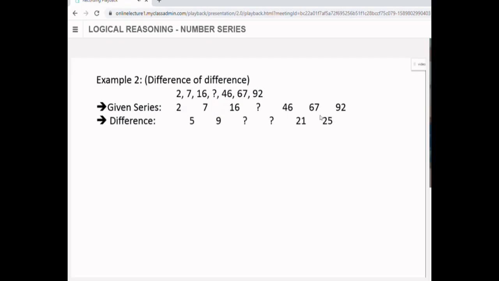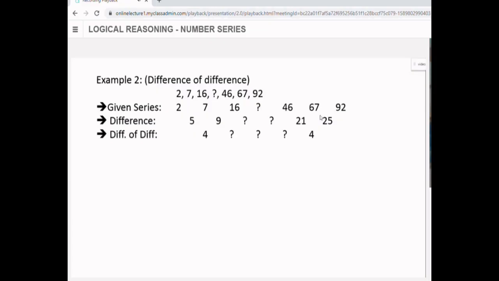Now I'll find out the difference: 5, 9, question mark, 20. Because there is a question mark, we don't know that number. So the differences we don't know, 21 and 25. So what do we know? We know the first difference is 5, second difference is 9. Then question mark, 21 and 25. Here I'm not getting this. The difference is not equal. It's not 5, 5, 5. So I'll find out again the difference.